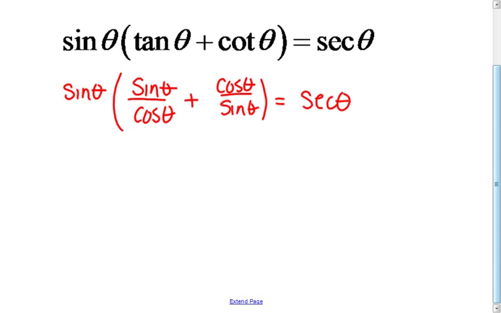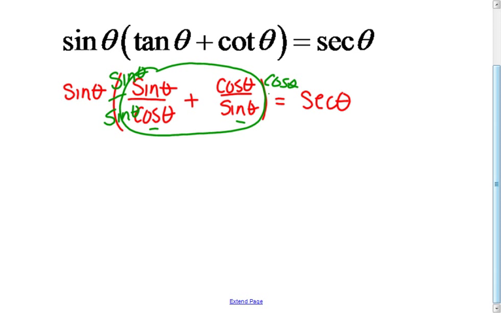Now, you can do this one of two ways. You can either distribute that sine through the parentheses, or you can get common denominators inside the parentheses and then figure it out from there, okay? I like to get common denominators so that this is kind of cleaned up a little bit. So I'm going to get common denominators in here. My common denominator between cosine and sine is sine cosine. So I need to multiply this side by sine over sine so that I can get a common denominator, and this side by cosine over cosine, okay? Then my common denominator will be sine cosine.